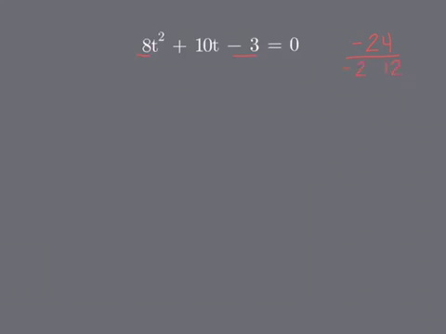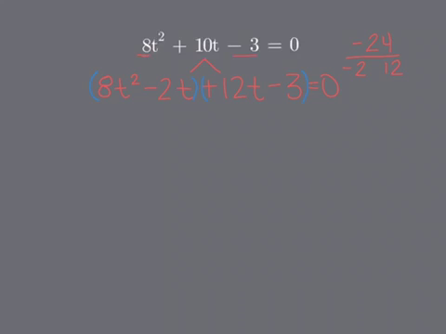If I add those, I get 10. If I multiply them, I get -24. So we're going to just break this middle term apart. So we're going to have 8t squared minus 2t plus 12t minus 3 is equal to 0. And then we're going to go ahead and factor this by grouping. So we're going to group the first two, group the second two.